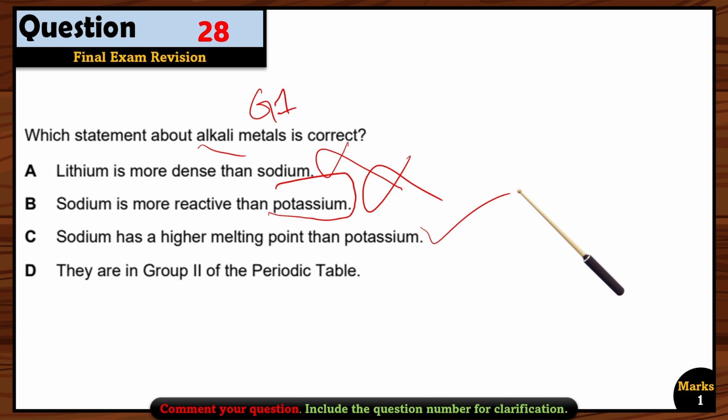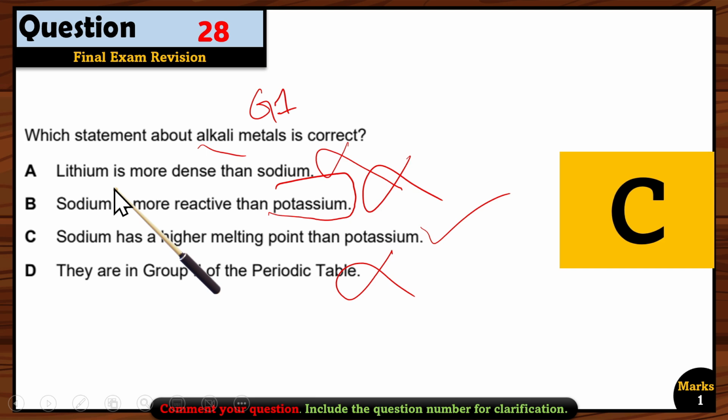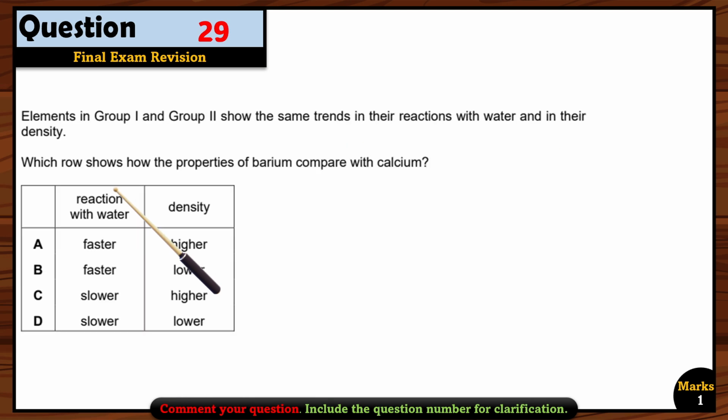Now, they are in group 2 of the periodic table. This is wrong. Why? Because alkali metals belong to group 1. Alkaline earth metals belong to group 2. So I have already given you this answer. So what is the right answer? The option C is the correct answer. Okay, let's see another question.